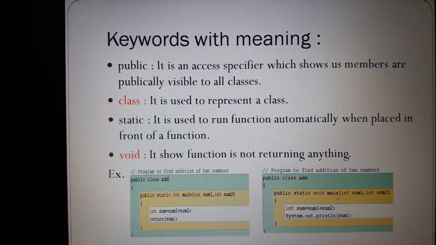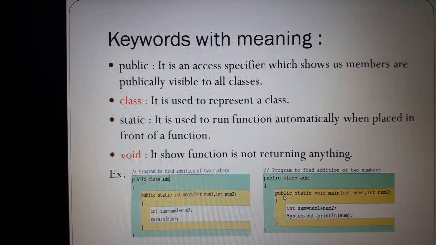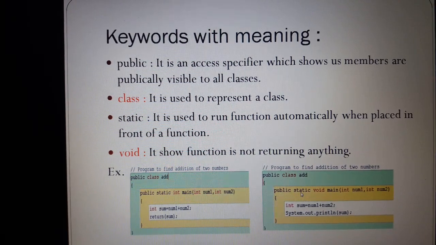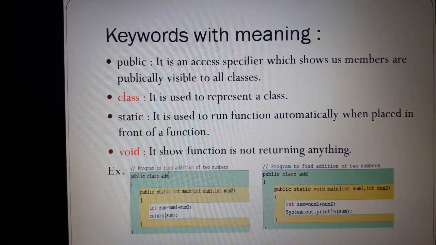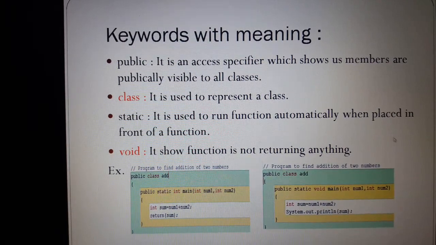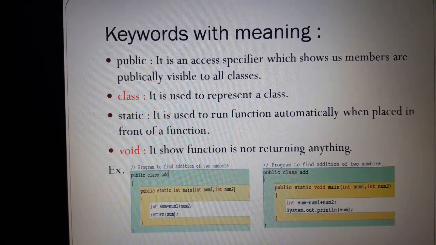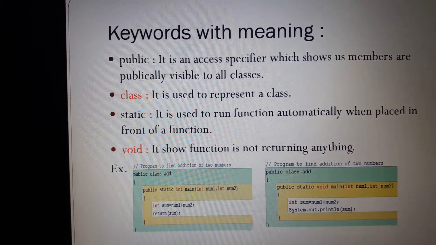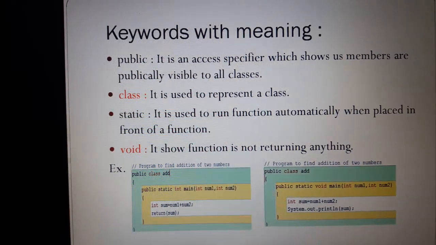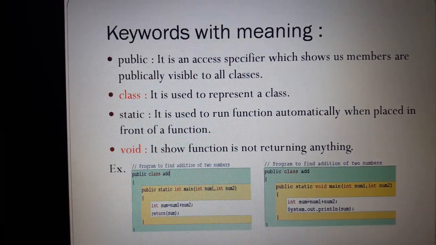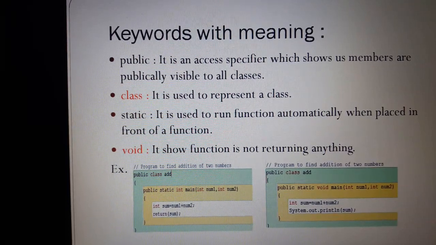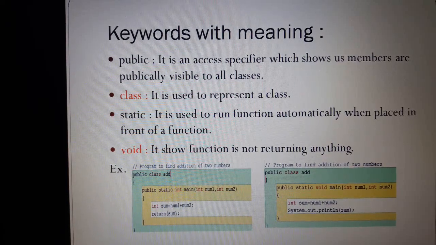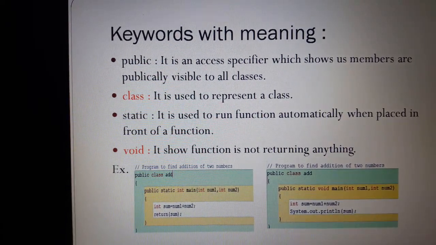Actually, it is the syntax of writing a function. First of all, we have to write the access specifier, public, meaning anyone can use it. Static runs the function automatically. Then we have void, and then we have main. Void shows us we are not returning anything. Then we have main. Main is a function from which execution starts, and int num1 and int num2 show us we are accepting input, and in between the main function we are writing logic.